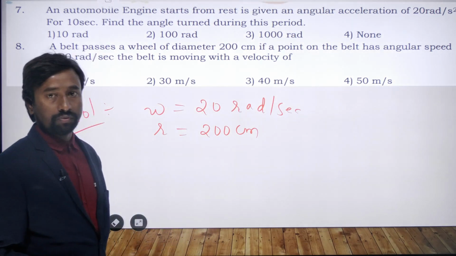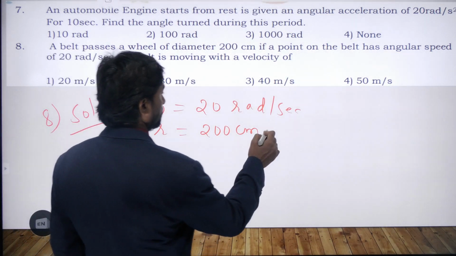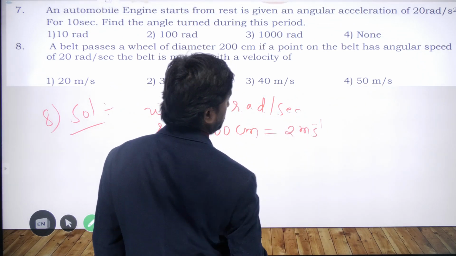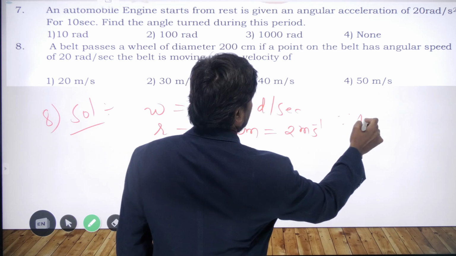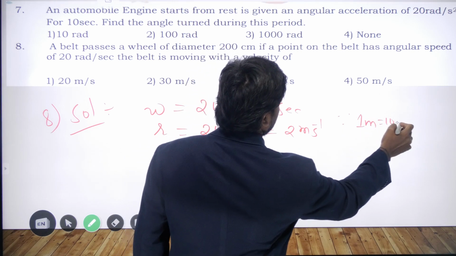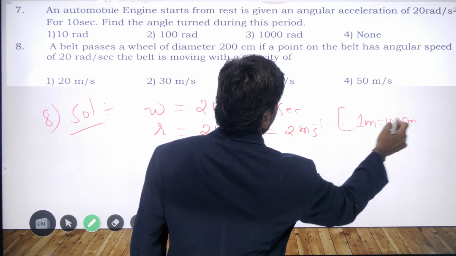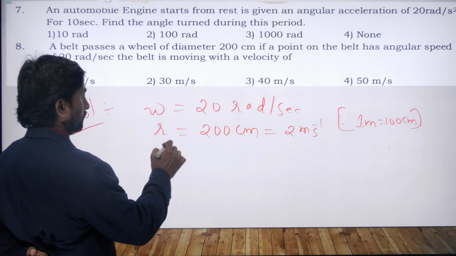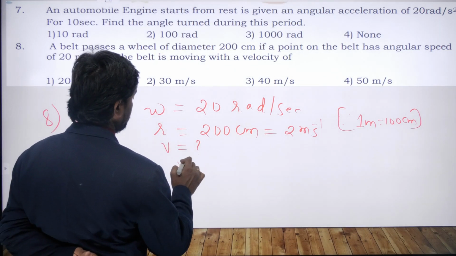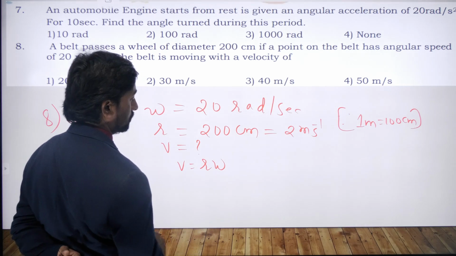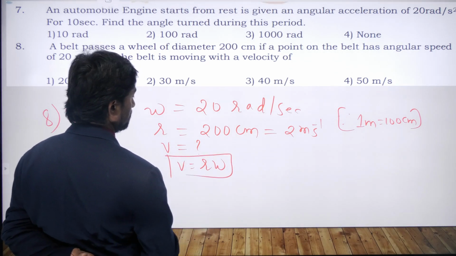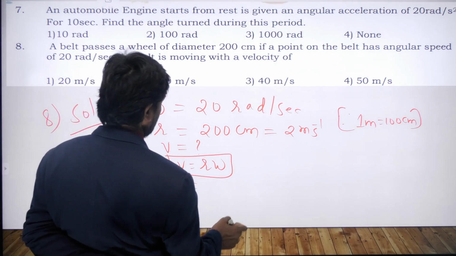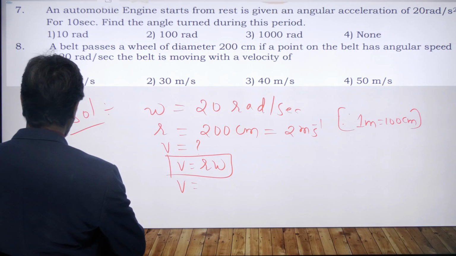200 centimeters, how many meters? We should convert that into meters. Since 1 meter is equal to 100 centimeters, if we convert into meters, it will become 2 meters. And they are asking v here. What is v? v is equal to r omega. This is the formula. Now substitute in this formula, v is equal to the r value. How much is it? The r value, sorry. So here it is this one now.